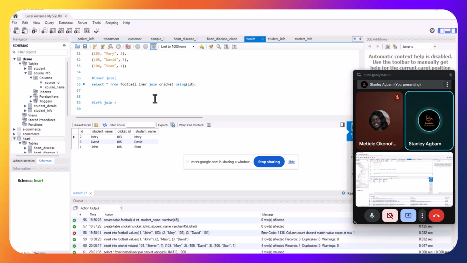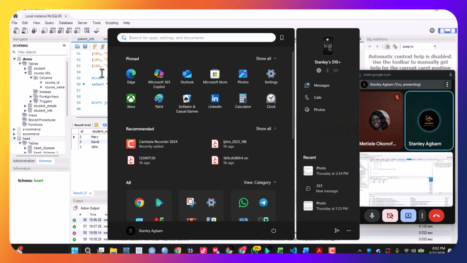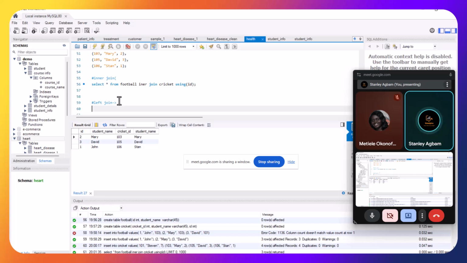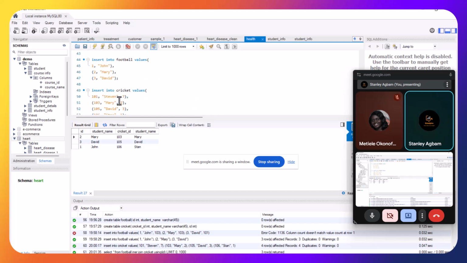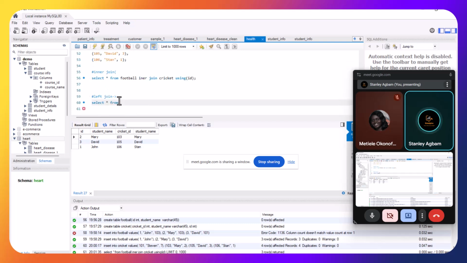So to do that, we just say select star from customer. Oh, sorry. Which one should we work on? Should we work on students? Okay, let's work on football and cricket. I think that one is more realistic. Football left join cricket using ID. So it's going to bring out all the rows of football and only the matching rows of cricket.